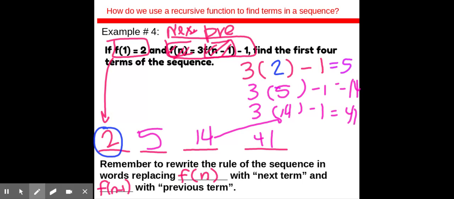So really, it's just a matter of following the pattern. And if you could just find the numbers in the problem, kind of ignore that f of n and f of n minus 1 notation and just realize that's where you're plugging in the numbers to get to the next term, it could be a lot easier.